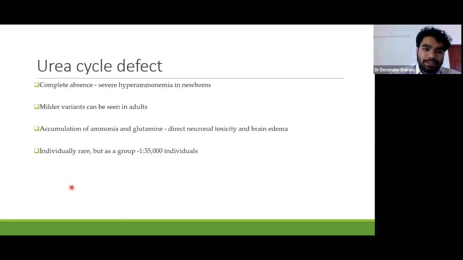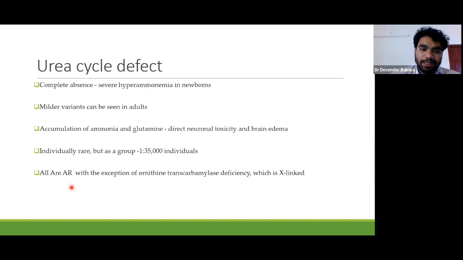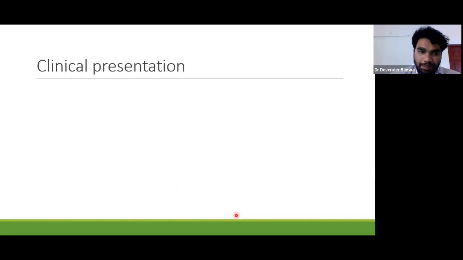So individually, these diseases are rare, but as a group, 1 in 35,000 individuals can be affected. And all diseases are autosomal recessive with the exception of ornithine transcarbamylase deficiency, which is X-linked. And in fact, this ornithine transcarbamylase deficiency is the most common urea cycle defect.